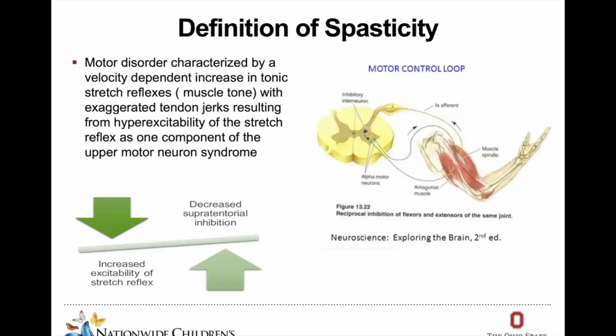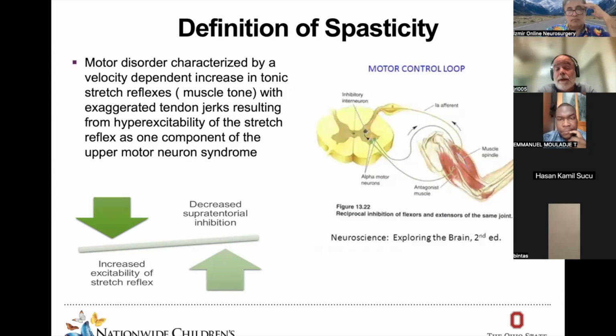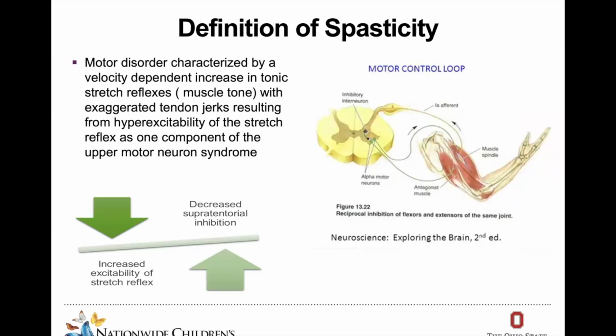Now, the definition of spasticity is as follows. It is a motor disorder characterized by a velocity-dependent increase in the tonic stretch reflex, with exaggerated tendon jerks resulting from hyperexcitability of the stretch reflex. It is one component of the upper motor neuron syndrome. And this is a schematic showing the increased excitability of the stretch reflex accompanied by decreased supraspinal inhibition, leading to the spasticity that we all see when we treat these children.